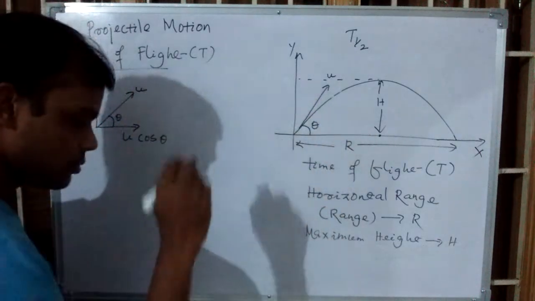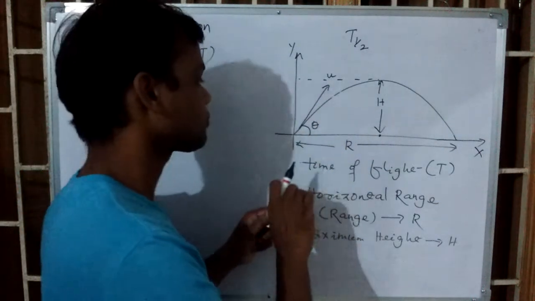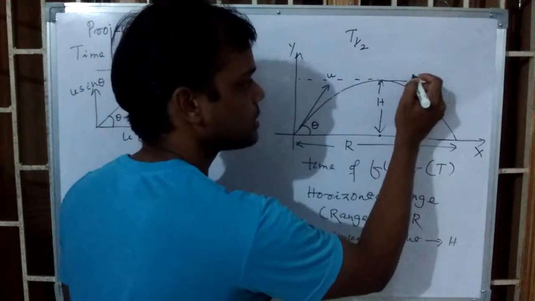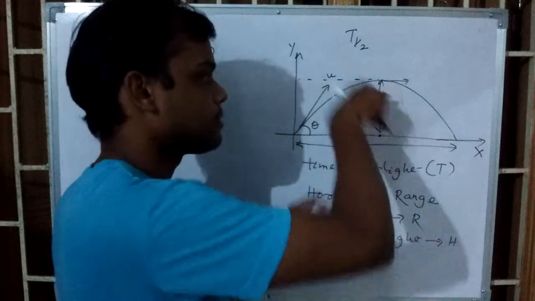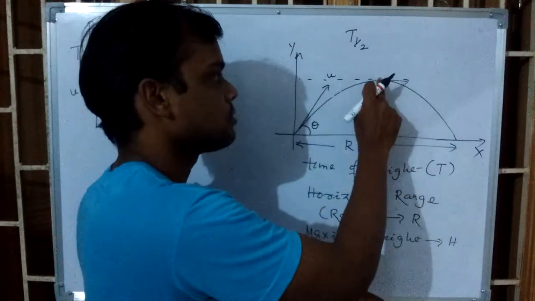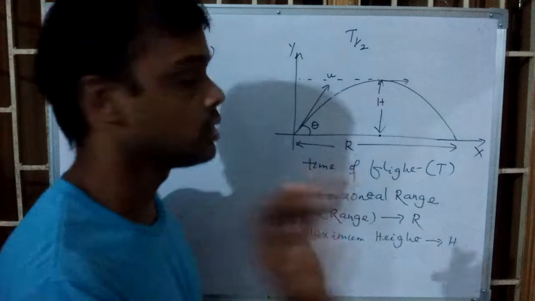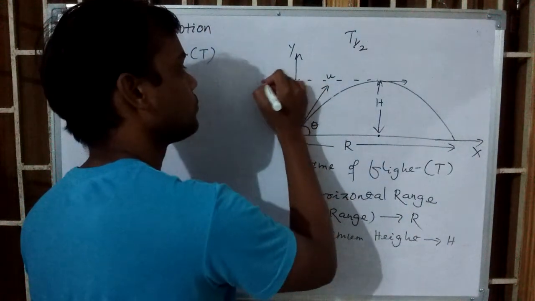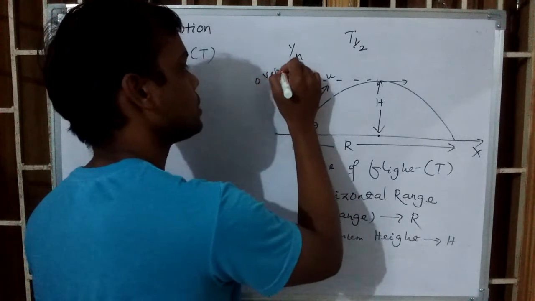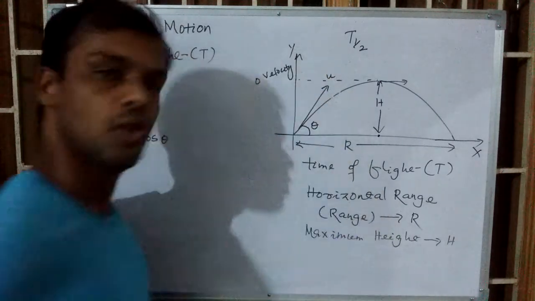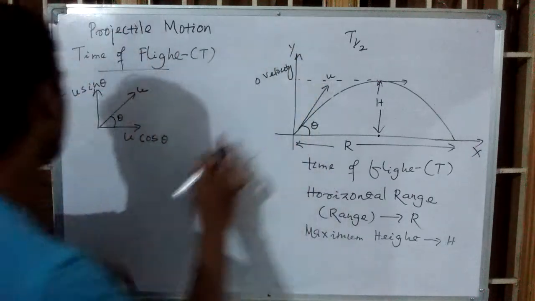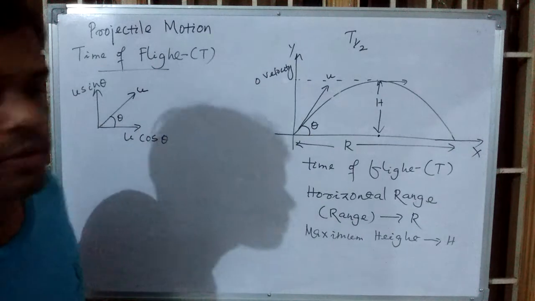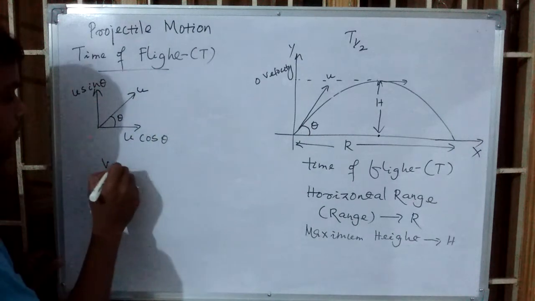Now one thing you mark here: the particle is going like this. At this point its velocity is completely horizontal, because after that it is going down. That means the vertical component at this point is 0. That means the vertical velocity at this point is 0. Okay, that means vertically it starts with u sin theta but reaches 0 velocity. So my final velocity is 0.